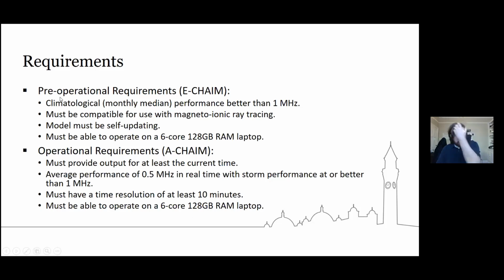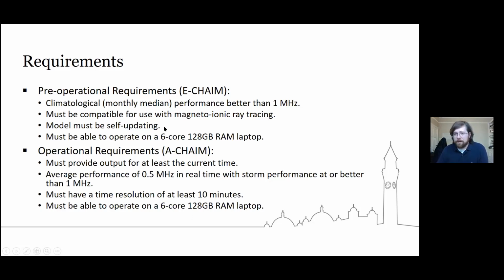So for the pre-operational requirements, they set us out to find or develop a climatological model, a model that has climatological performance on the order of 1 megahertz or so. So the average monthly diurnal variation needs to be accurate to about 1 megahertz. It must be compatible for use with magnetoionic ray tracing, which ultimately means that it needs to be reasonably computationally fast, and it needs to produce electron density that's continuous and differentiable.